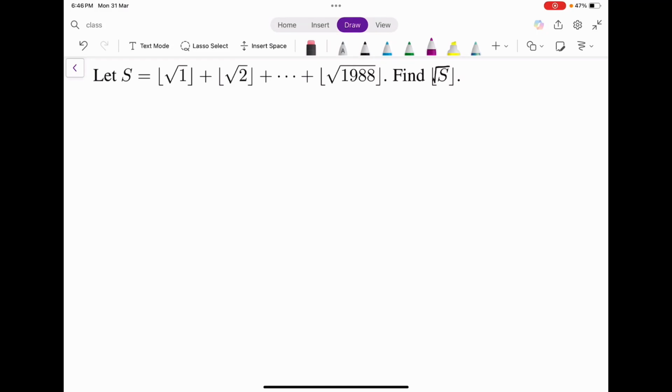Hello everyone, let's solve this Ghibli question. Now why the name Ghibli here? Because this question was asked for the first time in an examination in the year when the Ghibli studio was founded. So anyways, let us focus on the question.